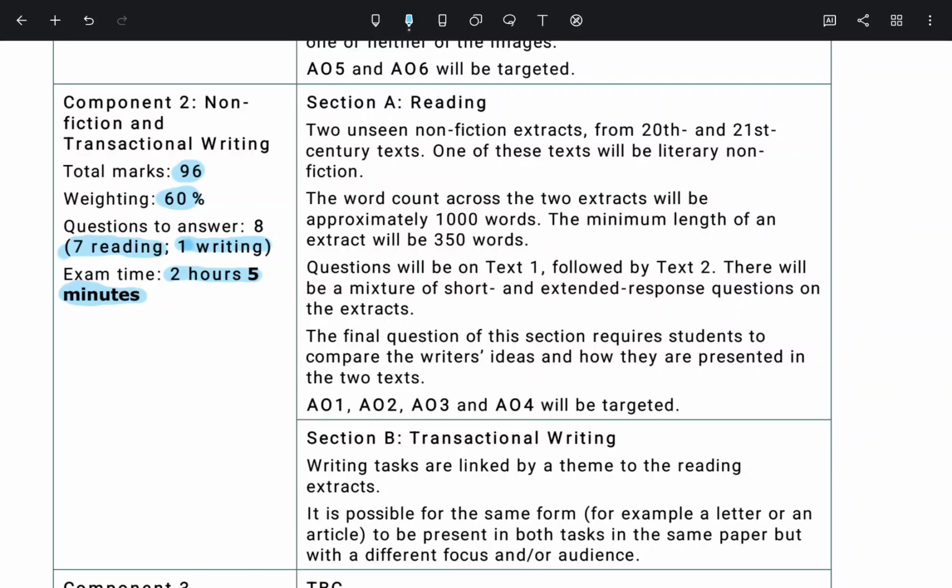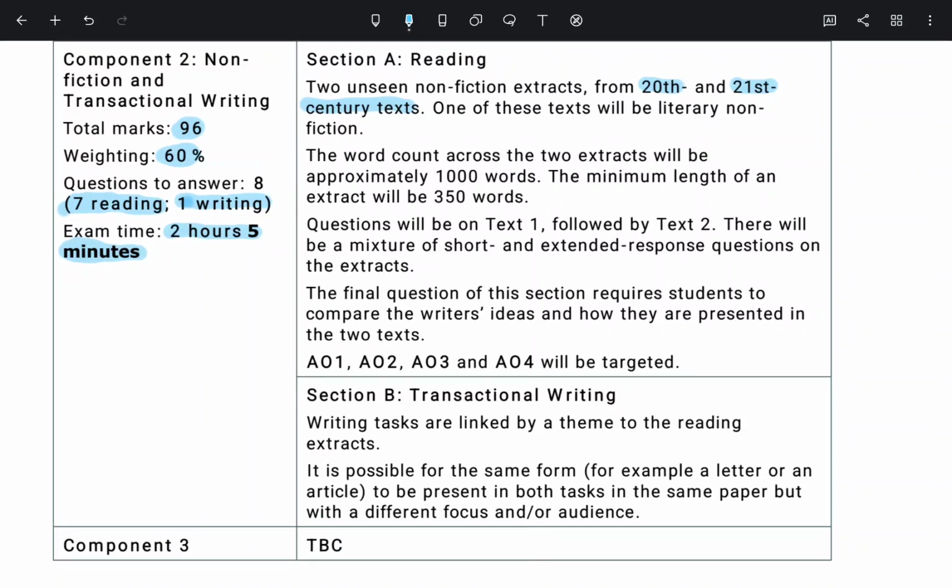Now, what do you need to prepare, especially for section A? You'll have 2 unseen non-fiction extracts from the 20th and 21st century. One of these texts will be literary non-fiction, and the word count across the 2 extracts will be approximately 1,000 words. The minimum length of an extract will be 350 words. Questions will be on text 1, followed by text 2. There will be a mixture of short and extended response questions on the extracts. The final question of this section requires students to compare the writer's ideas and how they are presented in the text.